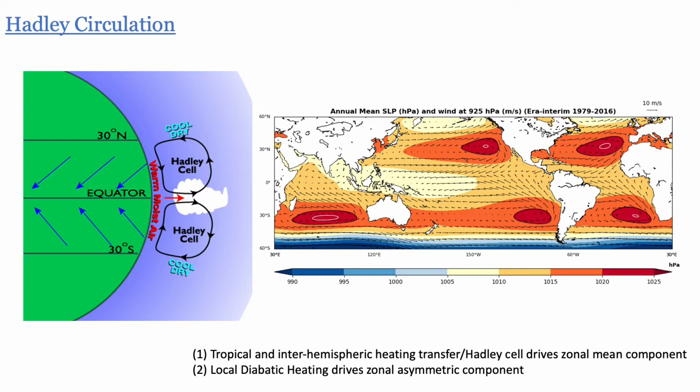Now, although the Hadley circulation drives the zonal component of the anticyclones, numerous papers show that the local diabatic heating associated with local monsoonal heating drives the subtropical anticyclones during summer.